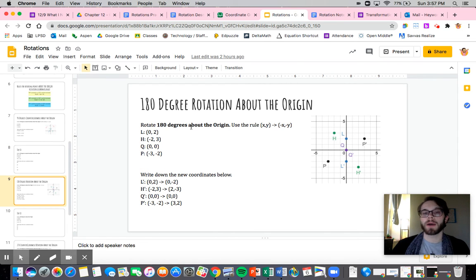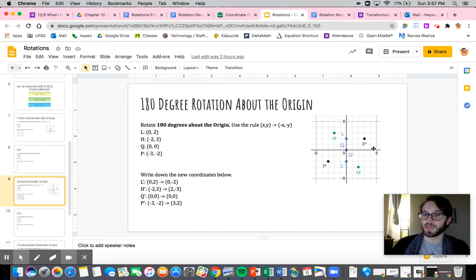All right, so what about a 180-degree rotation about the origin? You'll notice I'm not indicating left, right, or clockwise or counterclockwise, because again, it does not matter with 180. So 180 counterclockwise is the same as 180 clockwise. Right? So all we do on this one is we use the rule negative x, negative y. So we don't flip anything, we just change the signs of both.